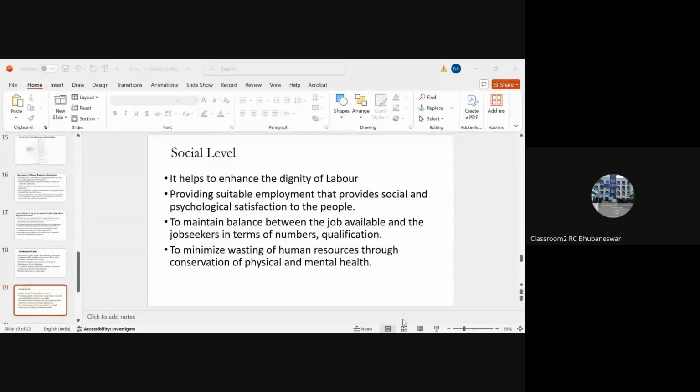Dignity of labor is very important. It provides suitable employment which provides social and psychological satisfaction to the people. If social and psychological satisfaction is not with the people, we cannot think about the society as an ideal society.